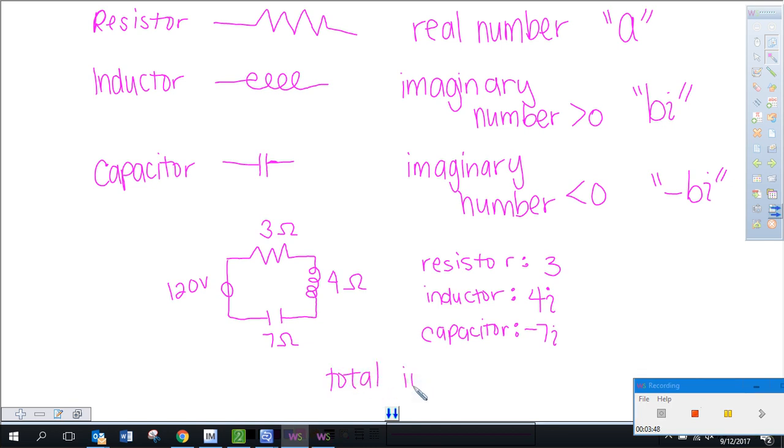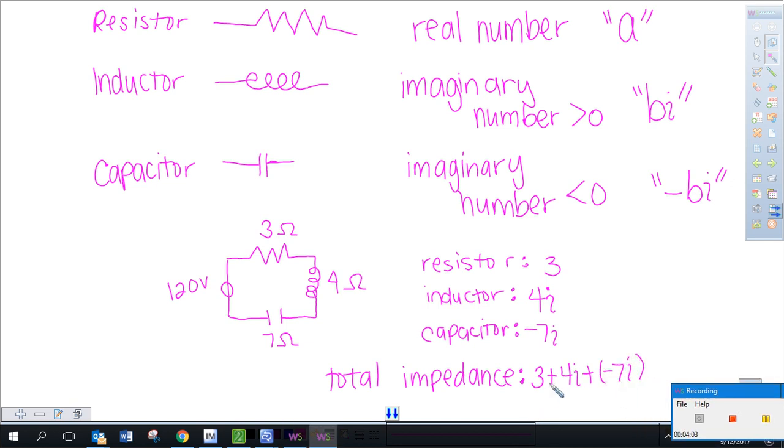To find our total impedance, I just add those up. I add up all 3 numbers. So I get 3 plus 4I plus negative 7I. 3 doesn't combine with anything else because it's the only real number. 4I plus negative 7I is negative 3I. And so that is the total impedance of my electrical flow. So next we're going to be applying Ohm's law.